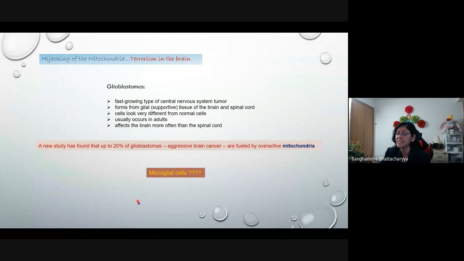applied basically to brain cells or glioblastomas, which are a fast-growing type of central nervous system tumor. A new study has found that up to 20% of glioblastomas in their aggressive form are fueled by overactive mitochondria. These glioblastomas usually affect the brain more than the spinal cord, and it's a sort of terrorism in the brain.